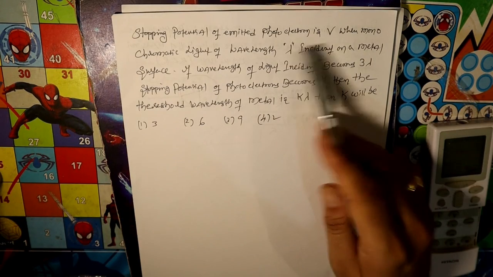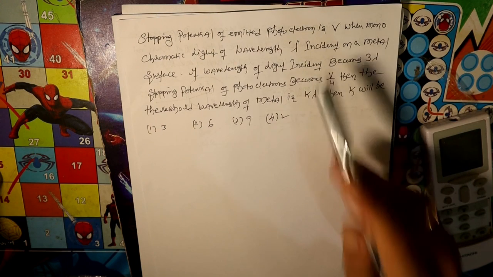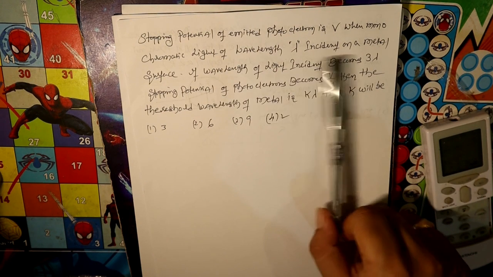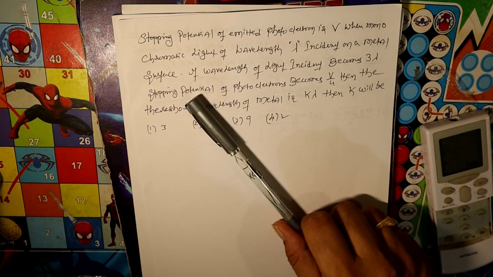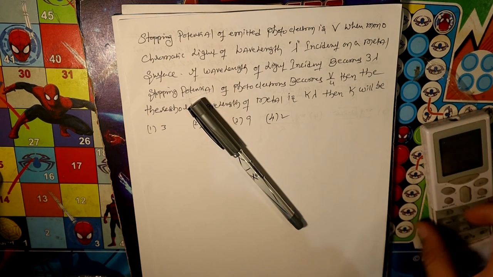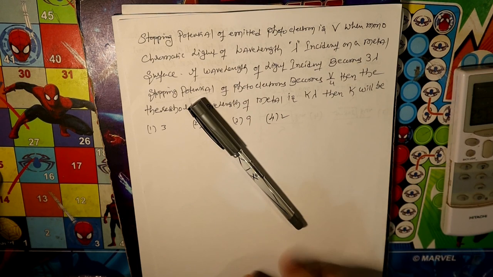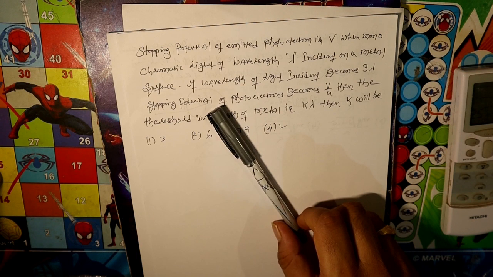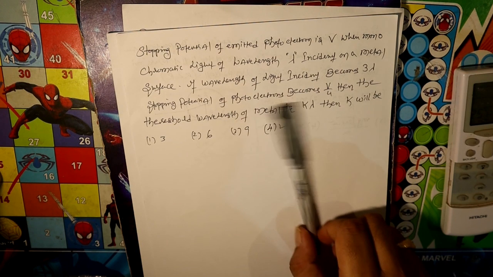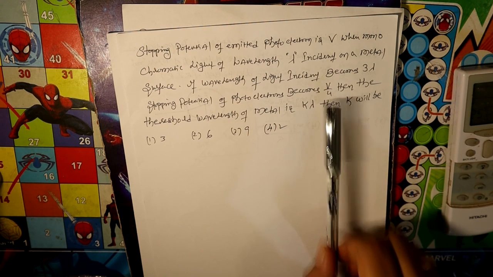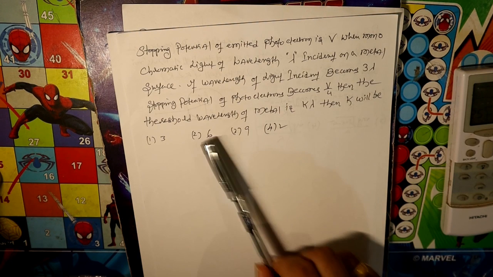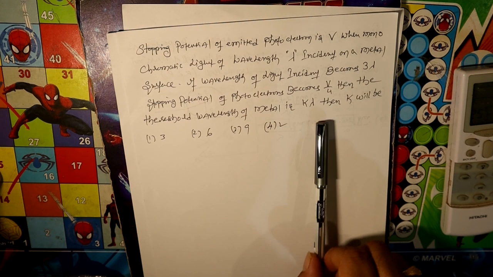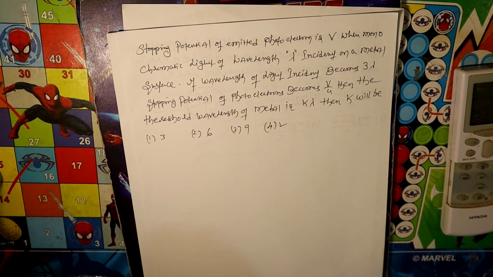Stopping potential of emitted photoelectron is V when monochromatic light of wavelength lambda is incident on a metal surface. If the wavelength of light incident becomes 3 lambda, then the stopping potential of the photoelectron becomes V by 4. Then the threshold wavelength of the metal is K lambda. K will be?